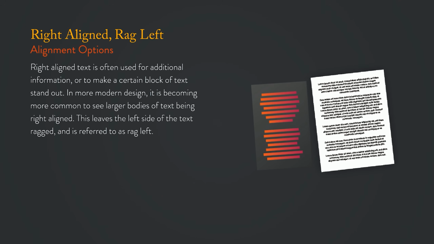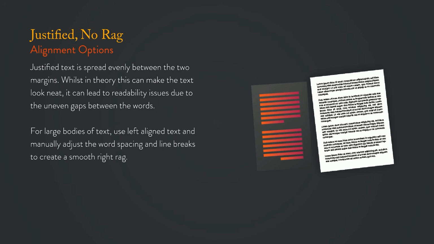Right-aligned rag left is often used for additional information or to make certain blocks of text stand out. Say, for example, you have a page document like so, and you've got a title up here, and you've got a whole bunch of text filling up your page. All left aligned. If you had some right aligned text in the bottom right corner, automatically your eye is going to be drawn to that. Make sense? Good. Justified then has no rag. It spreads the text evenly between two margins, which can make it look neat, but it can also lead to uneven gaps between the words, which are referred to as rivers.